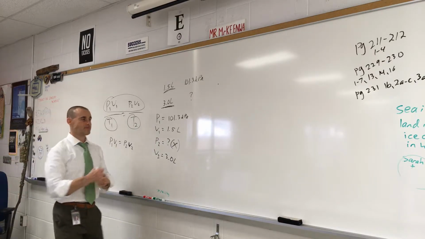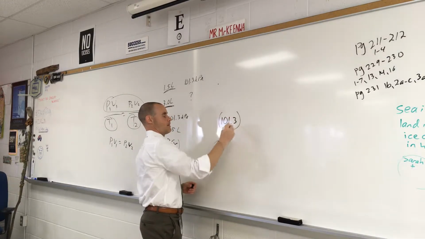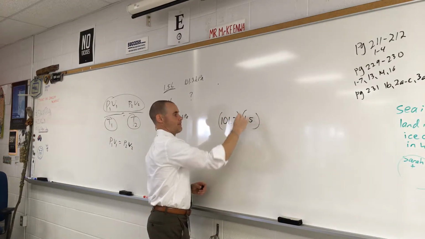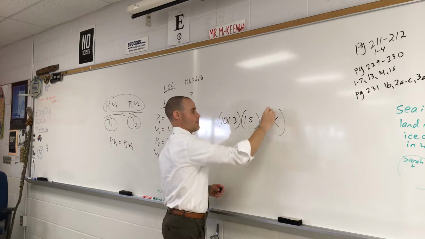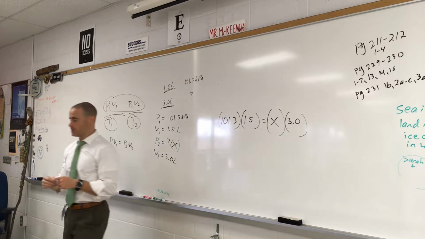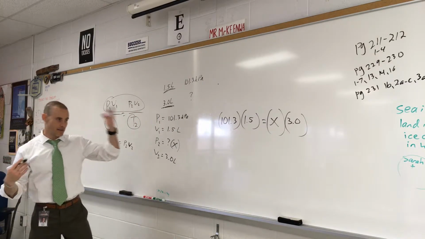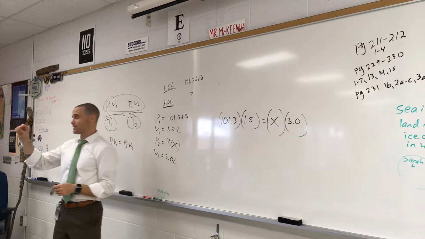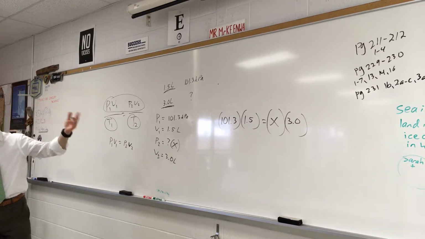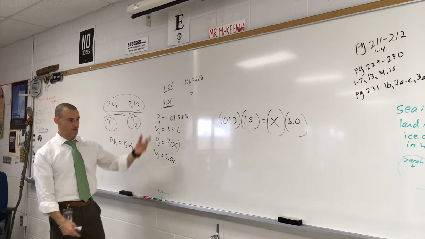So who can substitute these numbers in here correctly? Go ahead. All right, so you do 0.13, times 1.5, equals X, and 3.0. Very good. I use parentheses for multiplication. I don't use the X because X's are variables. I find that confusing myself. You can use dots maybe for multiplication, but typically you'll see parentheses. And when you take physics, Mr. McConnell uses parentheses as well.